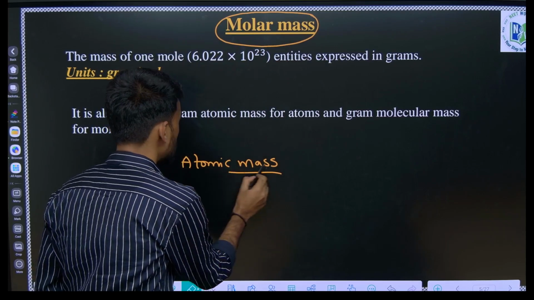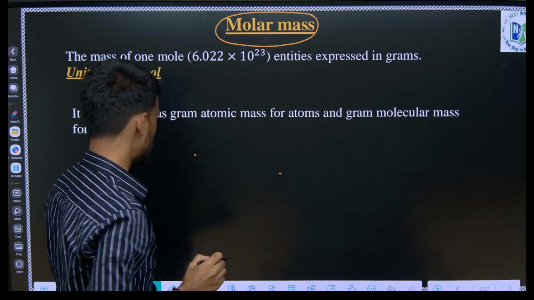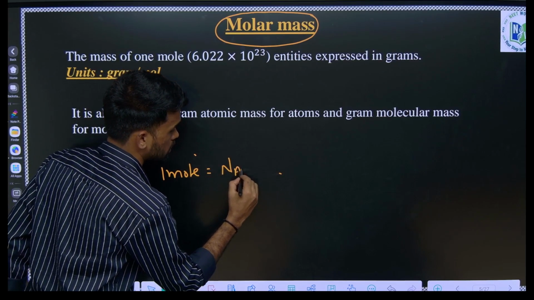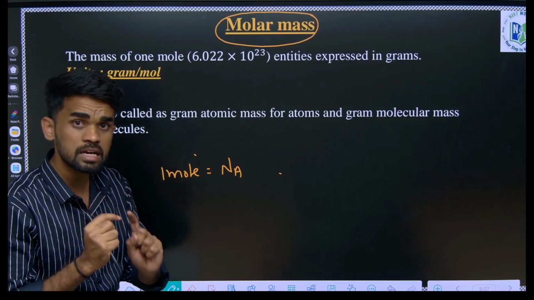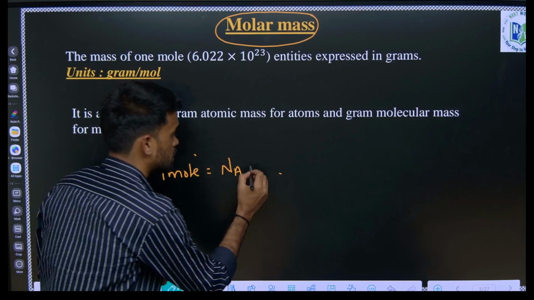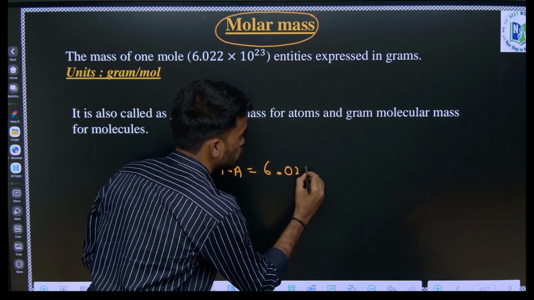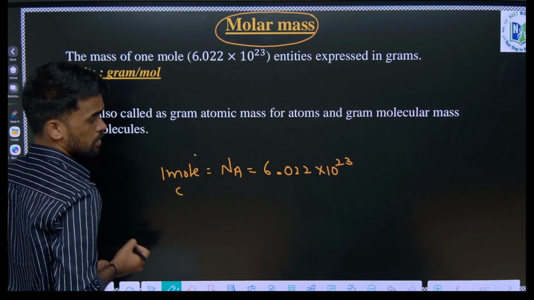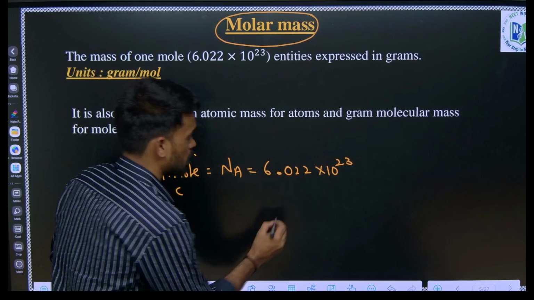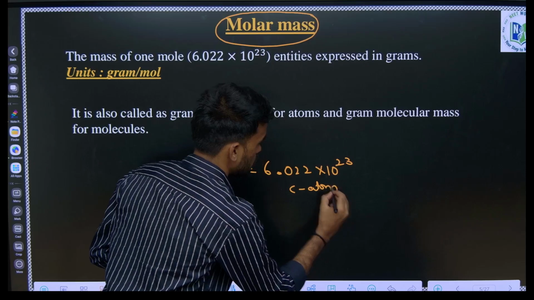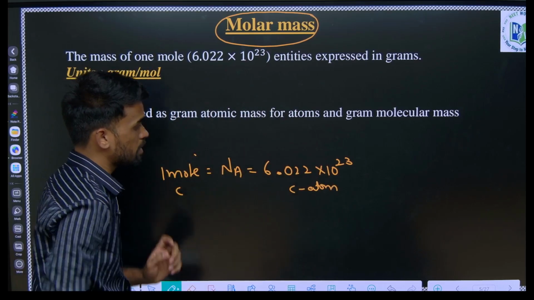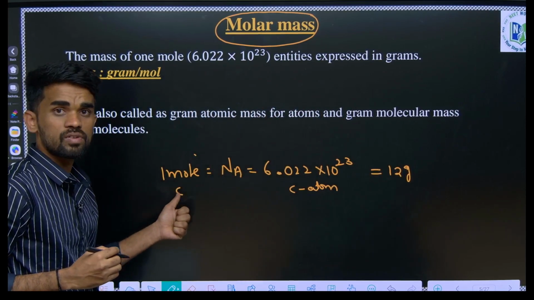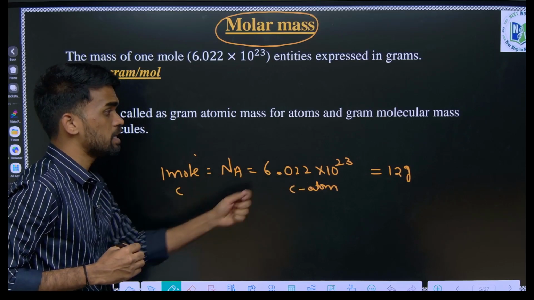Just now we have seen, 1 mole means Avogadro number of particles, right? So the mass of all these 1 mole particles, that is what? 6.022 into 10 power 23 particles are there. If I say 1 mole of carbon, it will contain this many carbon atoms, and it will be weighing something around 12 grams. So what is the molar mass of carbon? The molar mass of carbon is 12 grams.